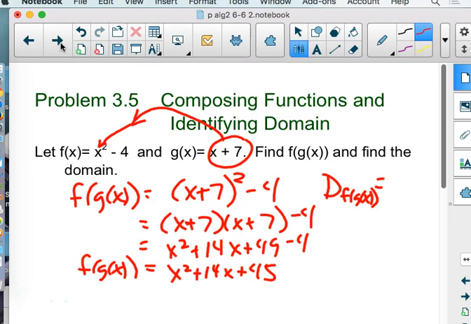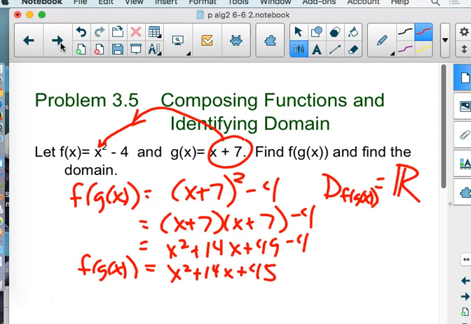Which one did we put in? g of x, because that was inside. So all I have to do is figure out, are there any numbers I can't use in g of x? Because that was the one that was the input. So do you see any square roots, fourth roots, sixth roots, anything like that? Okay, how about division? You see any division here? All reals.